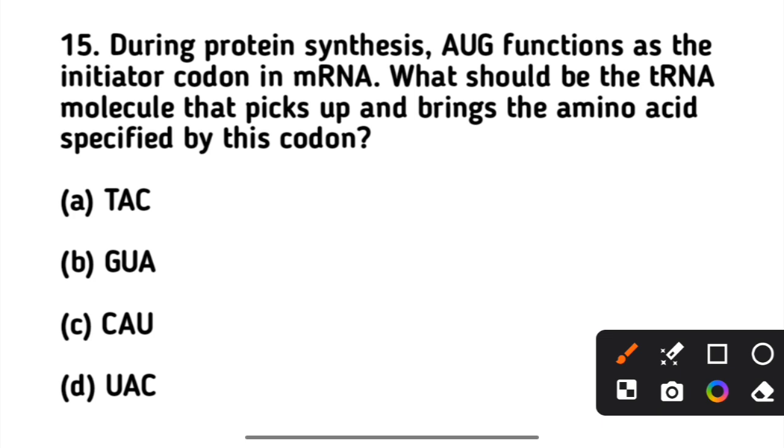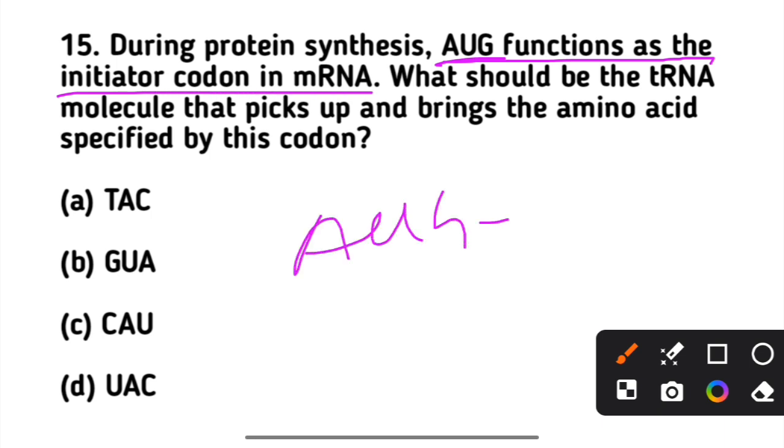During protein synthesis, AUG functions as the initiator codon in mRNA. AUG जो है ये स्टार्ट कोडन है, स्टार्ट कोडन। AUG functions as the initiator codon in mRNA. What should be the tRNA molecule that picks up and brings the amino acid specified by this codon? Option D is correct. UAC.